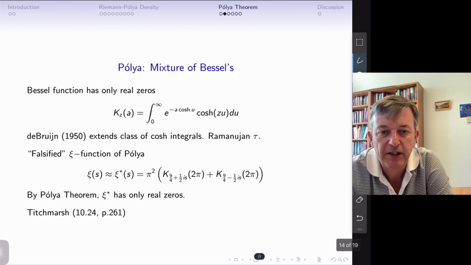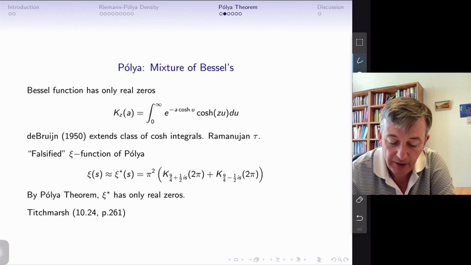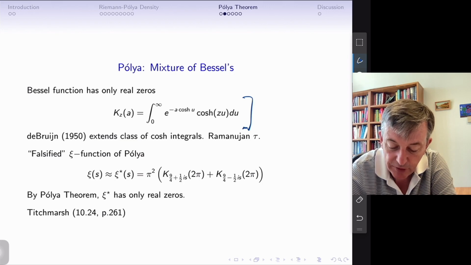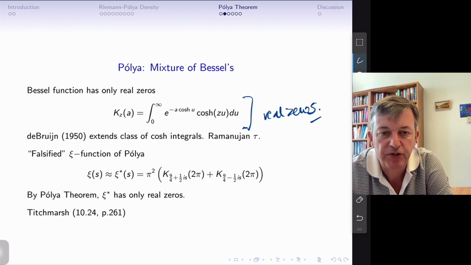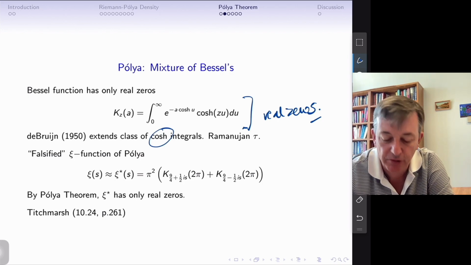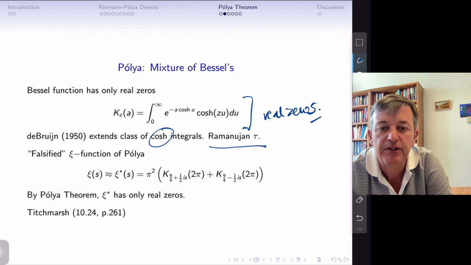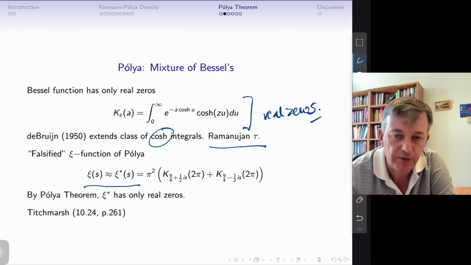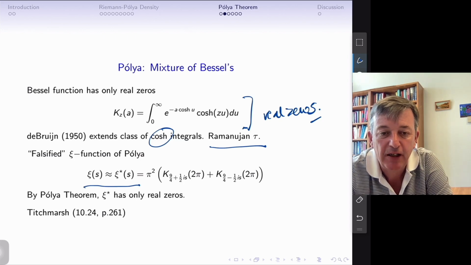And essentially this is how Polya tackled the Riemann hypothesis, or how to go at it. He started with the class of Bessel functions, which we know only have real zeros. As I said before, De Bruijn extends this class, and you see a lot of these number theory problems involve Cauchy integrals. For example, in De Bruijn's paper, he has a very nice discussion of the Ramanujan tau function and the density that corresponds to that. And again, it looks very similar to the Riemann-Polya density with lots of Cauchys in them. And Polya's approach was essentially to look at an approximation of the Riemann psi function. So it doesn't exactly equal it, but it has similar tail properties and it's actually very close.